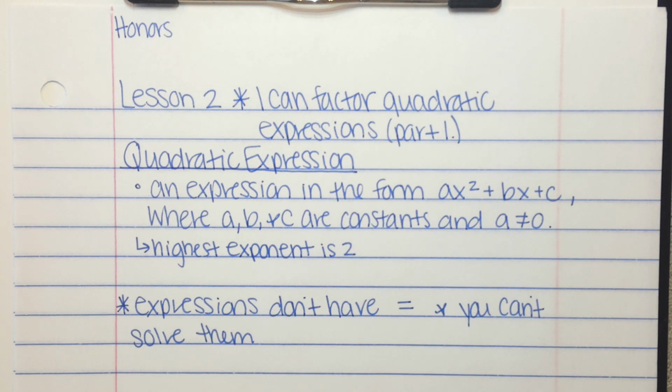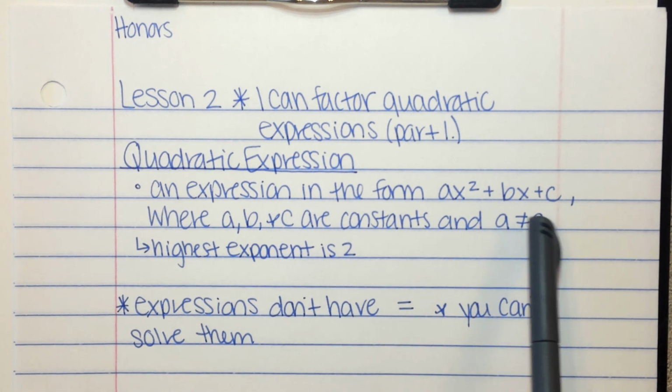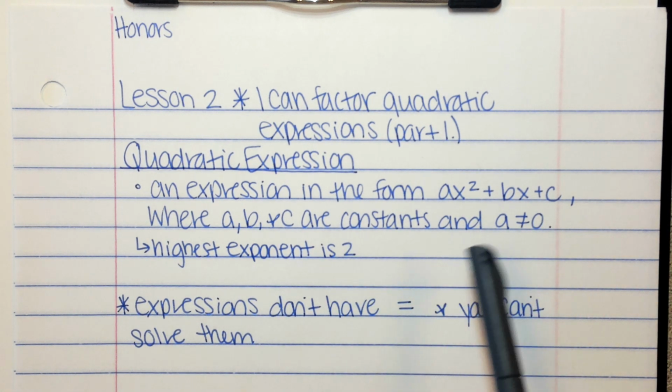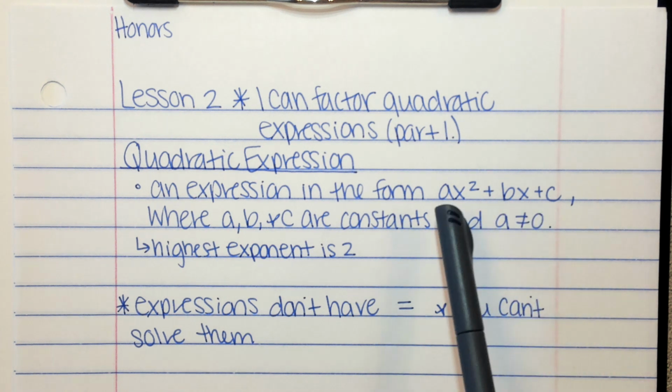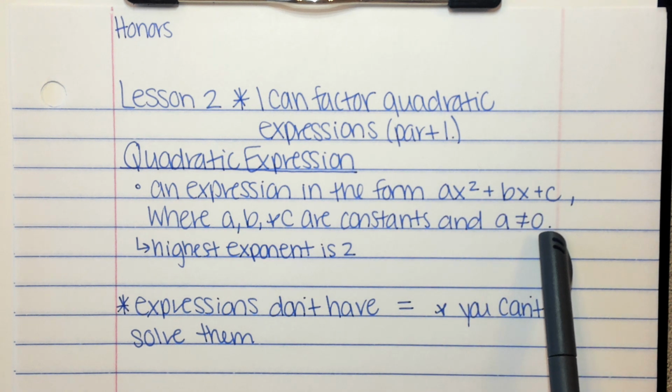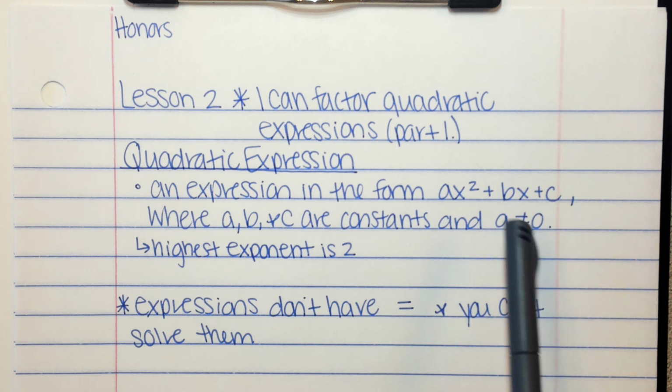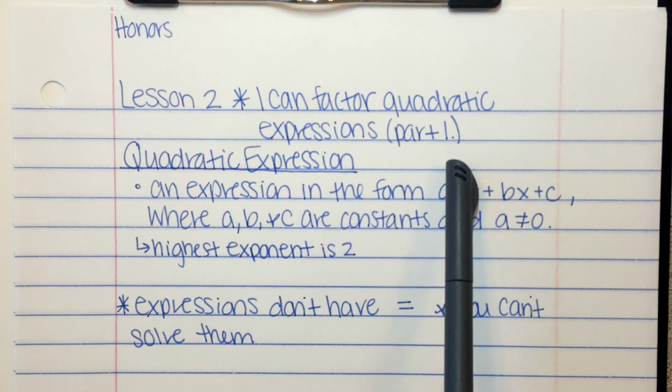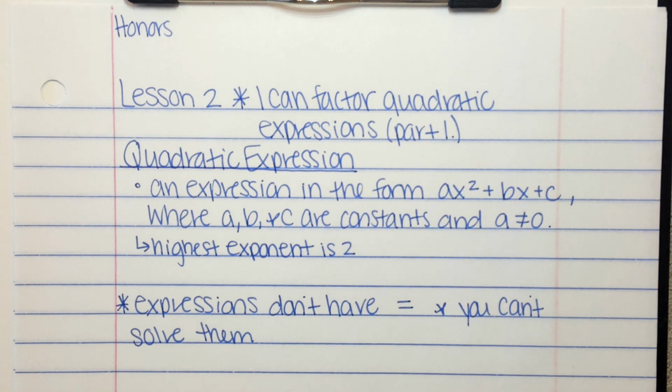Okay. So first, we need to talk about what a quadratic expression is. A quadratic expression is an expression in the form ax squared plus bx plus c, where a, b, and c are constants, or numbers, and a cannot equal 0. A cannot be 0 because if a was 0, this term would go away and it would no longer be quadratic. Quadratic means that the highest exponent is 2. So the highest exponent you're going to see in your expressions today is 2. Okay, that means they're quadratic.